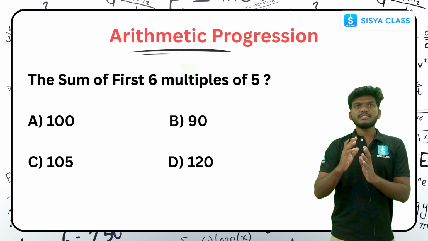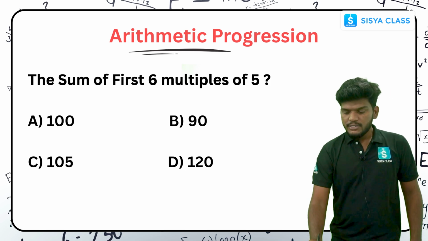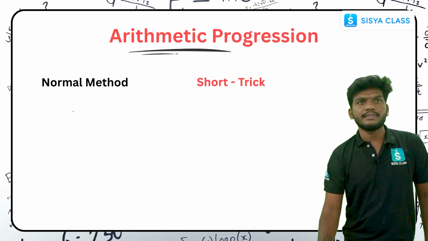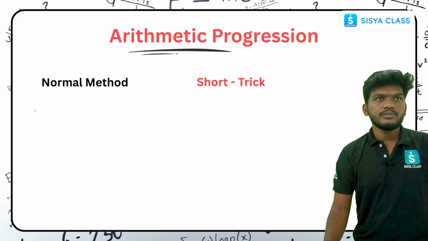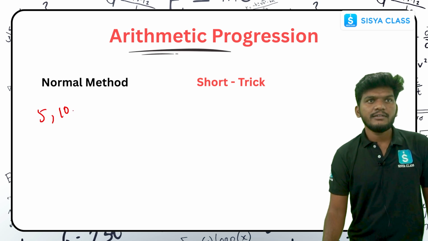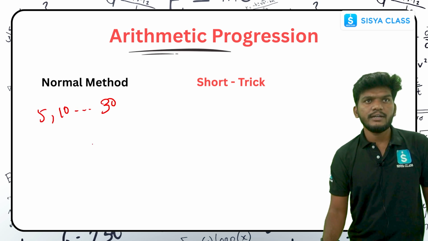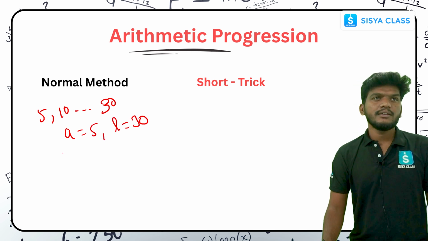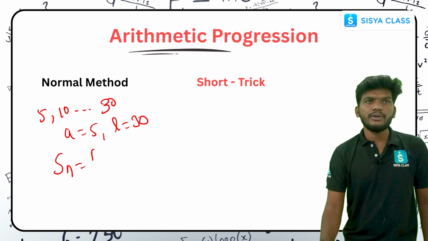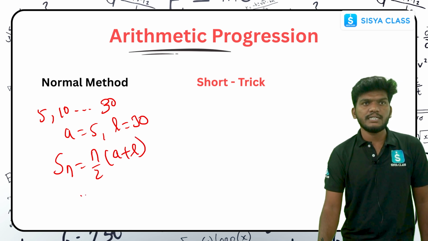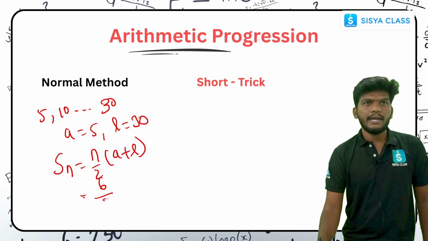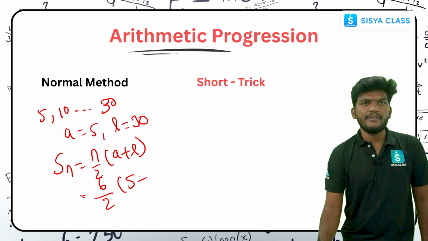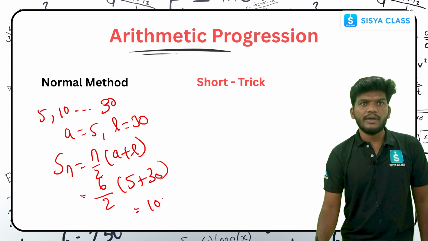The sum of first 6 multiples of 5, right? So now by using the normal method, what is the first term here? It is 5, 10, and this goes on until 30, right? So a is equal to 5 and l is equal to 30. And what is the formula? Sn is equal to n by 2 into (a plus l), the first term plus the last term, which is 6 by 2 into (5 plus 30). This will give you the value of 105, right?